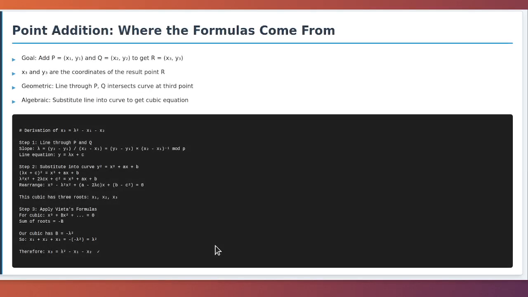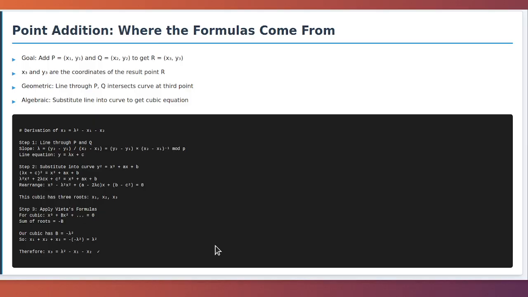Understanding point addition: where the formulas come from. Point addition is the fundamental operation in elliptic curve arithmetic. When we add 2 points P and Q on the curve, we get a third point R that is also on the curve. I will explain what x sub 3 and y sub 3 actually mean, and where these formulas come from, because they are not arbitrary at all.